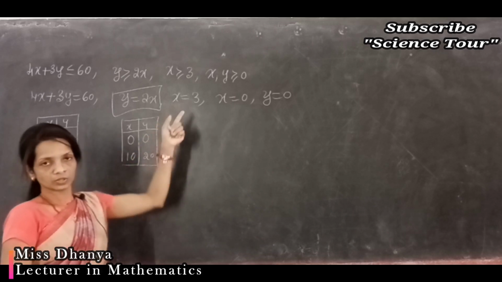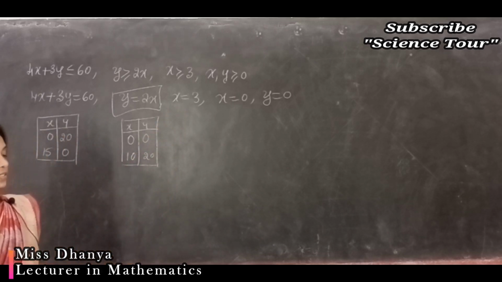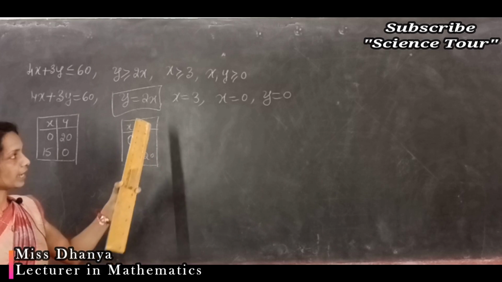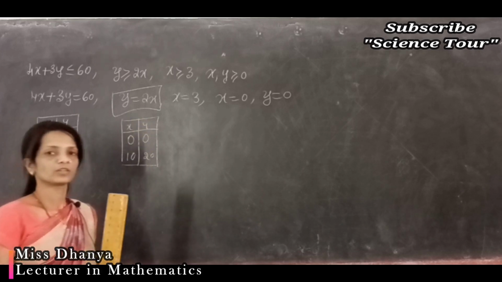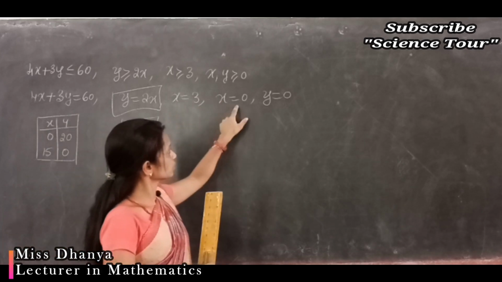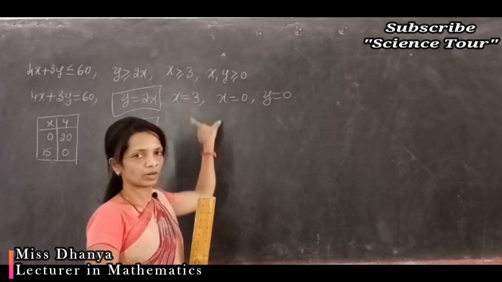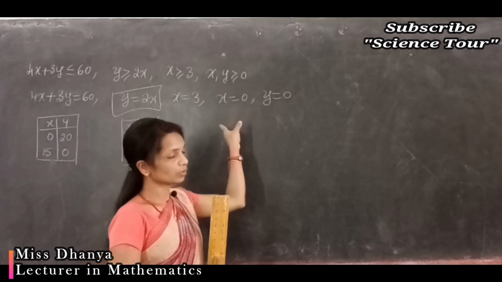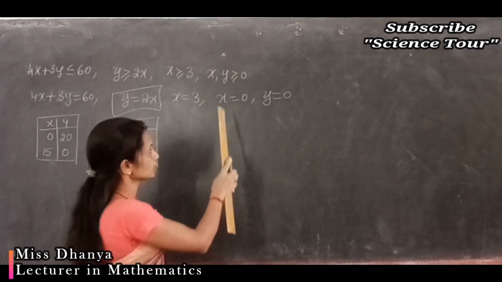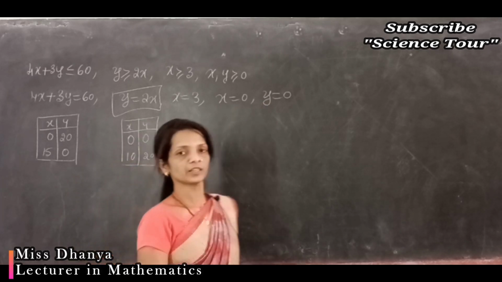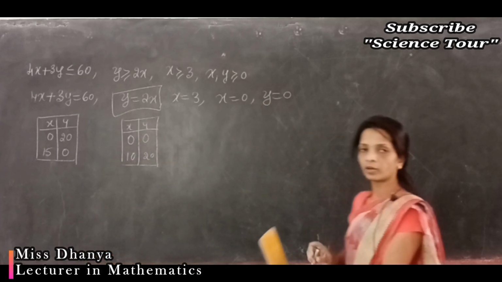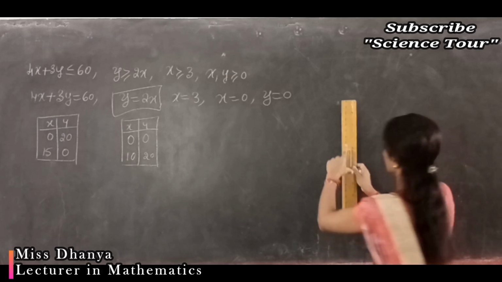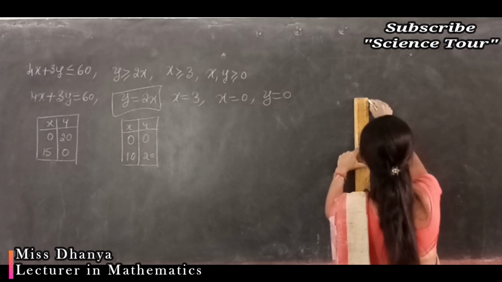Now x equal to 3, x equal to 0, y is equal to 0. For that, no need to find points because x equal to 3 and x equal to 0 are vertical lines, and y is equal to 0 is the horizontal line. Actually, these lines are there in the Cartesian plane as the coordinate axes, okay. So draw the coordinate axes.